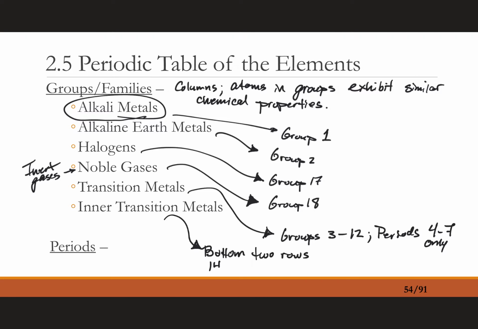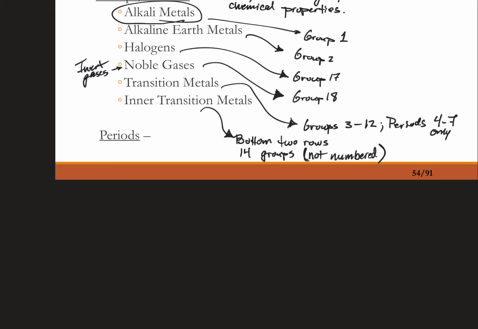And they consist of 14 groups. And they're not going to be numbered. They're set below the periodic table, and the reasons for that I'll discuss in a minute, but they are almost always shown below, and so we call them the inner transition metals.